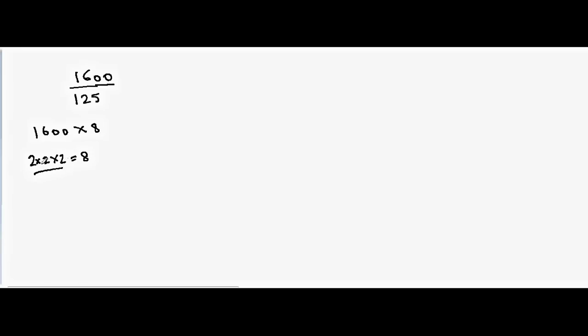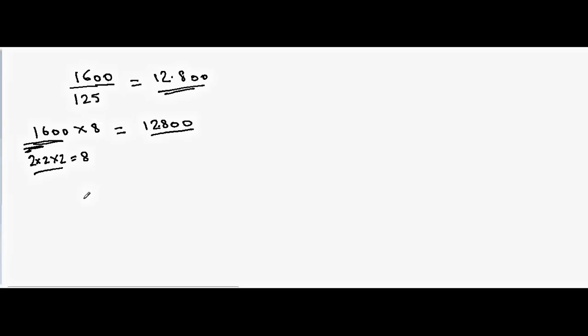So remember, when we have to divide by 5, we just take one 2, for 25 we take two 2s, and for the other one we take three 2s, right? So 1600 I multiply by 8. So what is 1600 into 8? It's easy. 16 into 4 is 64, so 16 into 8 is 128, and then we put two zeros in the end, and we put a decimal after 3 digits, so the answer will be equal to 12.800.